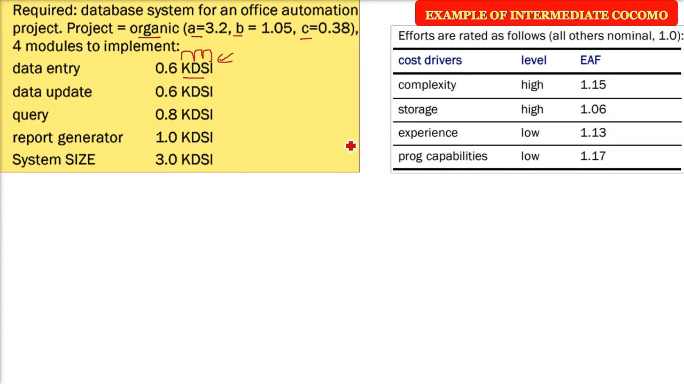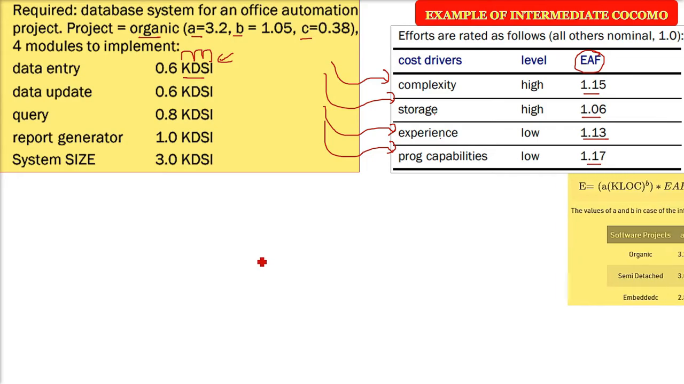Now the cost drivers, the levels, and the EAF are already given. If they are not given, you have to use the table. For example, complexity is required to be high, storage high, experience low, and programming capabilities, or programmer capabilities, low. This EAF has to be used. These are the values I showed you in the table, and they correspond with the effort adjustment factor.